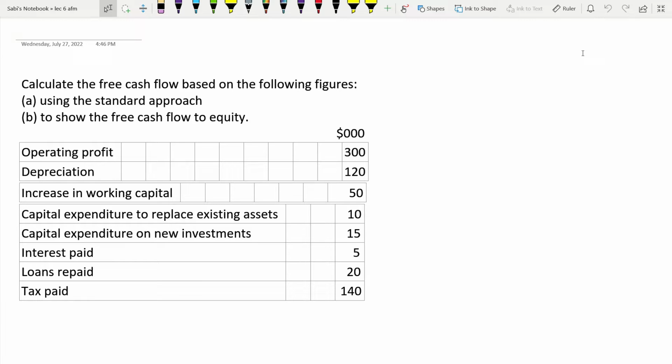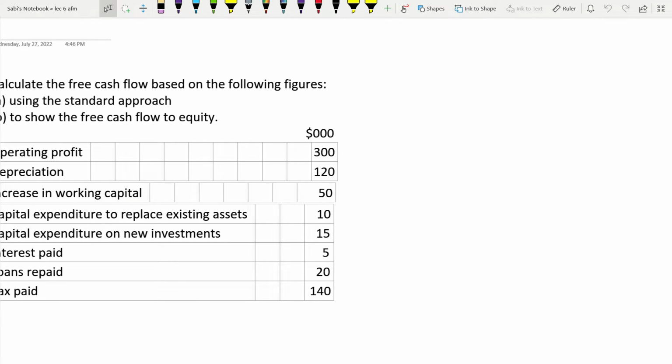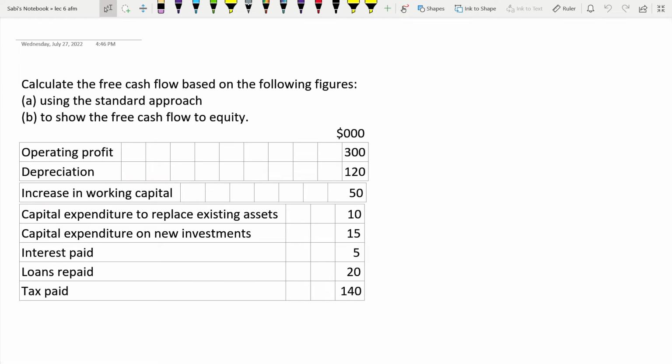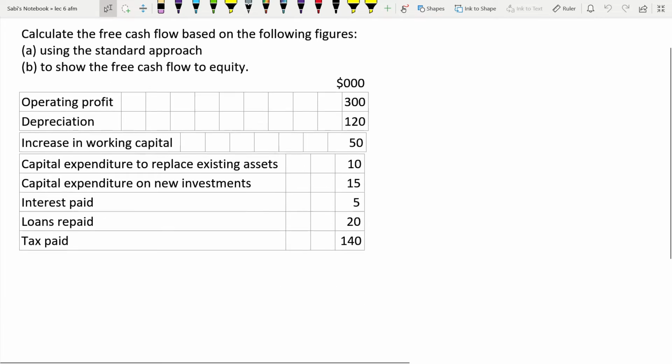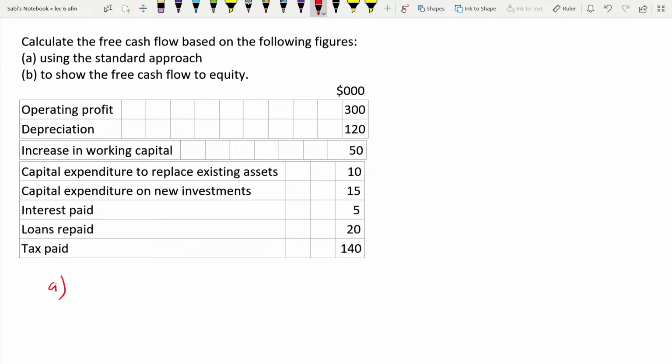So in free cash flow, what do you do? What is the starting point? I told you the starting point is net operating profit before interest and tax. So for part A, it is net operating profit before interest and tax. I'm just writing the initials. It is this operating profit, 300. Next, depreciation you add. So add depreciation, 120.